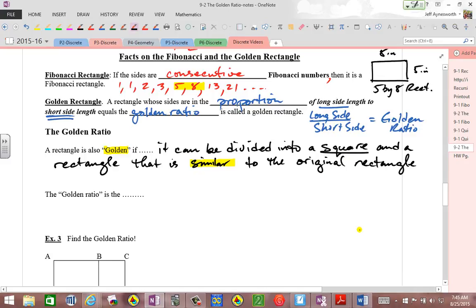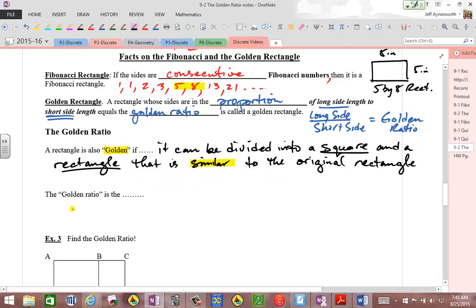I'll talk about that as we derive it and as we work with it. So a rectangle is golden if it could be divided into a square and a rectangle such that it is similar to the original rectangle. Okay, what do I mean? Let me be a little bit more specific.